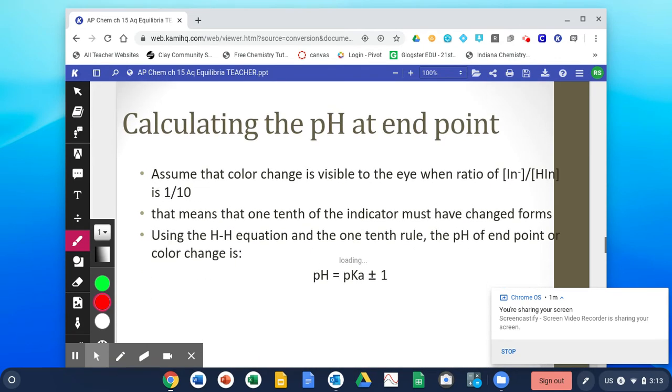Calculating the pH at the endpoint, assume the color change is visible to the eye when the ratio of indicator to HIn, or acid indicator, means that 1/10 of the indicator must have actually changed forms. Using the Henderson-Hasselbalch equation and the 1/10 rule, the pH of the endpoint, or the color change, is going to be pKa plus or minus 1.